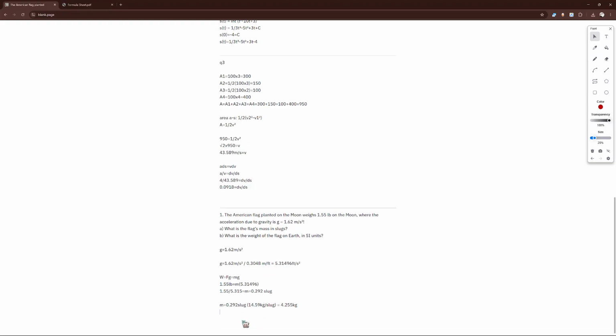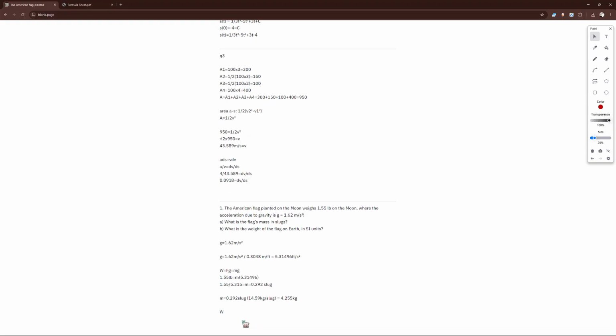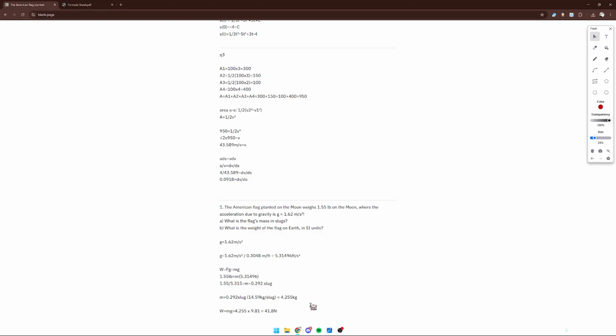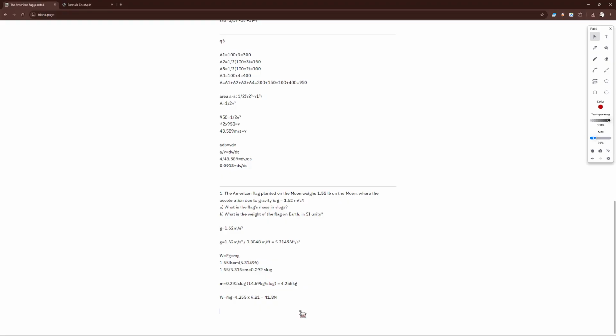Okay, and then we want the weight. So again, we know weight is equal to mg. So this is m is 4.255. Oh, that's supposed to be a dot. Times gravity on Earth, 9.81 meters per second squared, right? So we just multiply this by 9.81, which gives us 41.8 newtons. There you go. Okay, and that's that question. Really easy question, just some unit conversion stuff, so you don't need to worry about difficulty in this case.